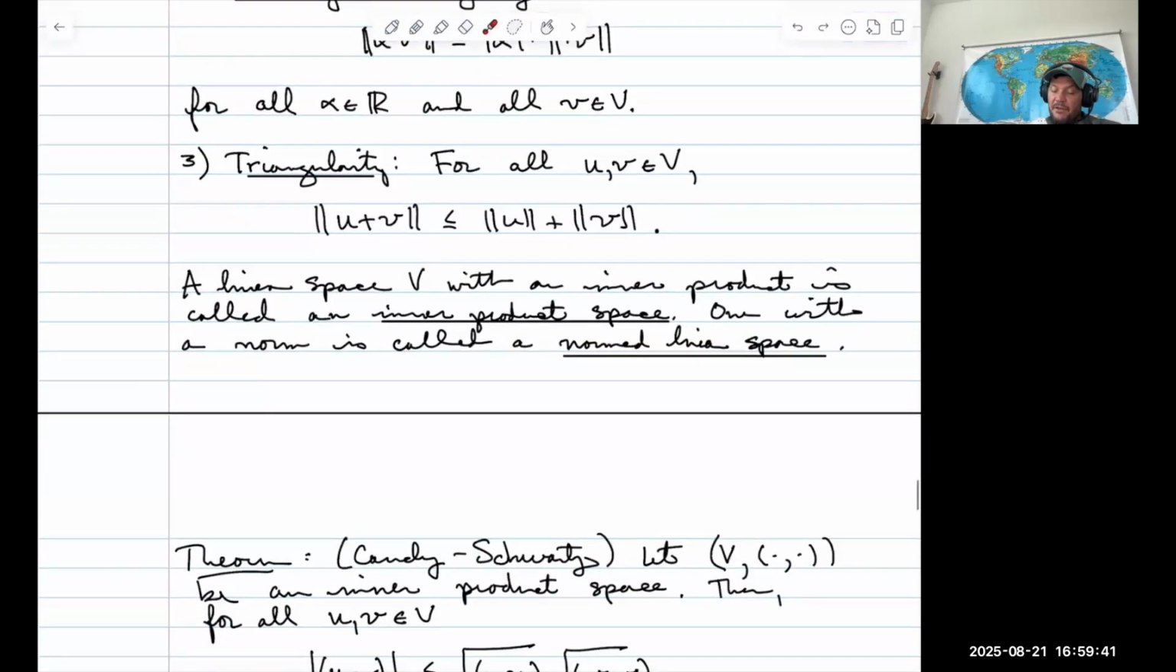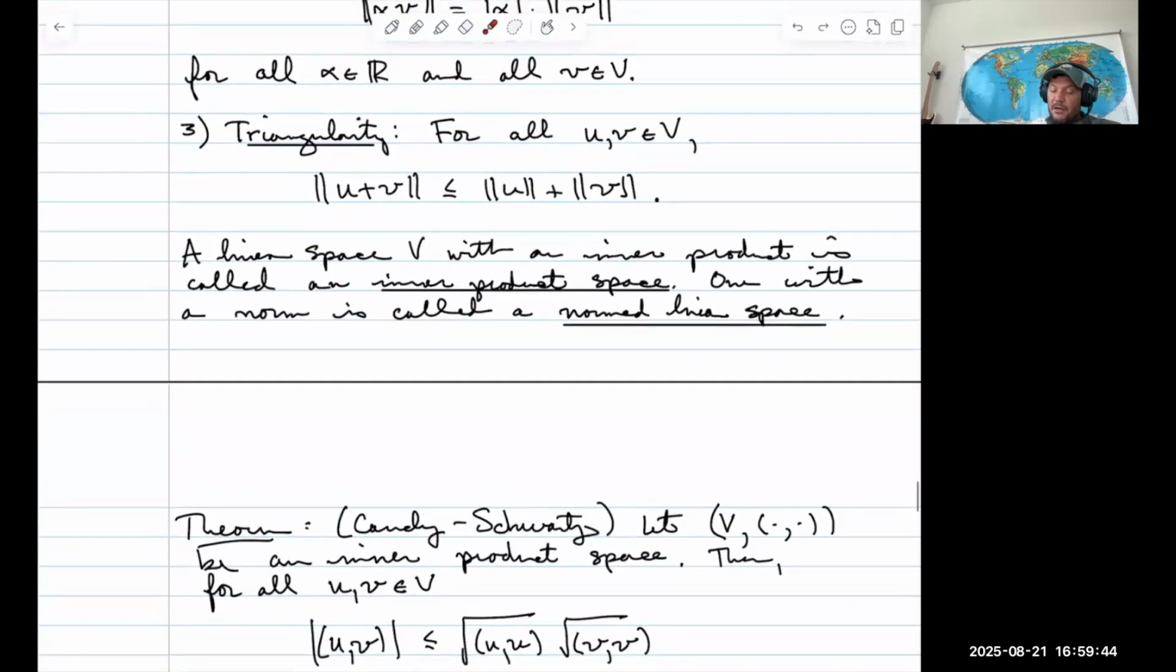And finally, we have the triangularity property, or the triangle inequality property. And that says that for all v and u in V, the norm of u plus v is less than or equal to the norm of u plus the norm of v. Standard triangle inequality property, which I'm calling the triangularity property, which isn't quite right, but I decided to call it that anyway.